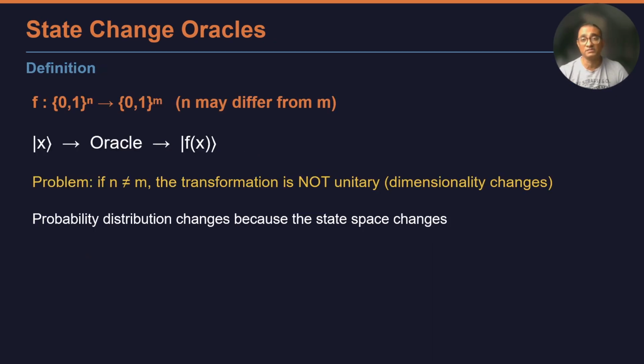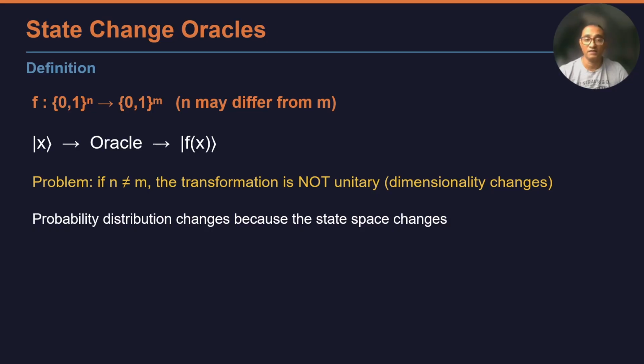Now, instead of changing the phase, you can also apply the state change. There we can take an example of changing an n-bit integer into m-bit strings, where n may be different from m. The problem, as we already saw, is that if n is not equal to m, the transformation may not be unitary. There must be a dimensionality change, and what that means is that the probability distribution will change because the state space itself is getting changed.